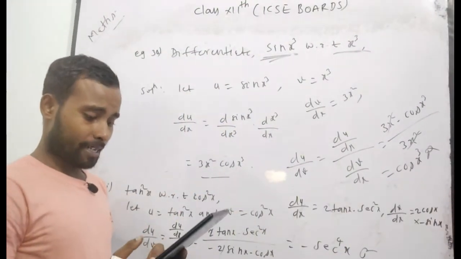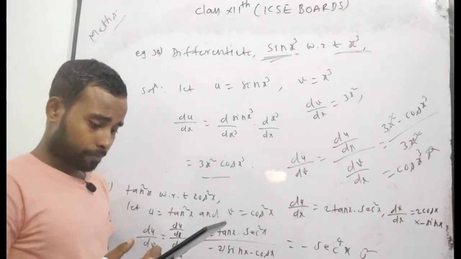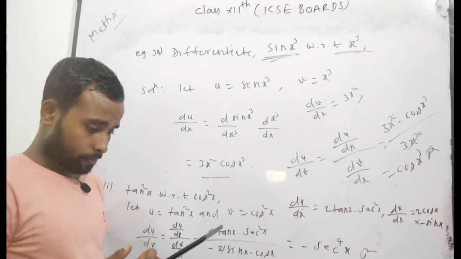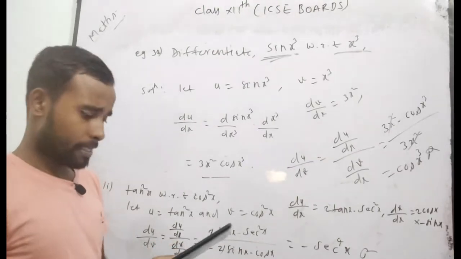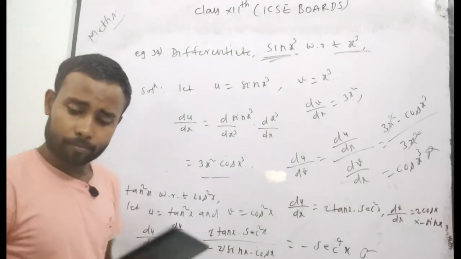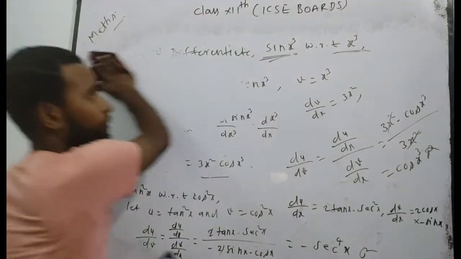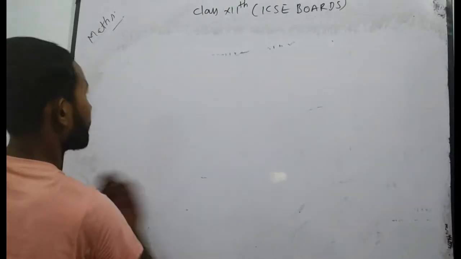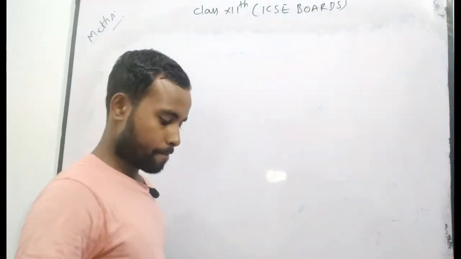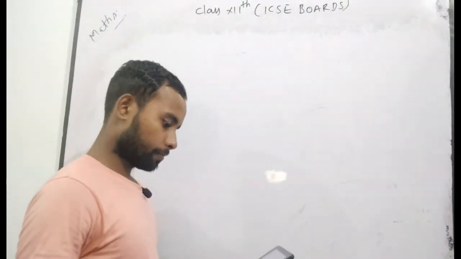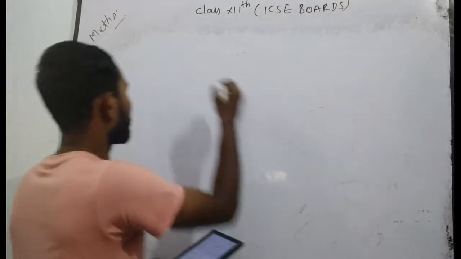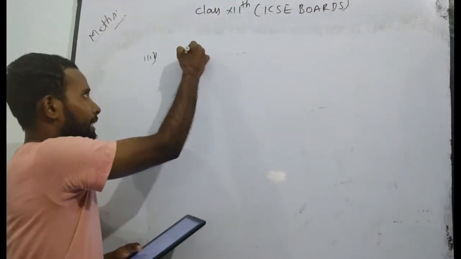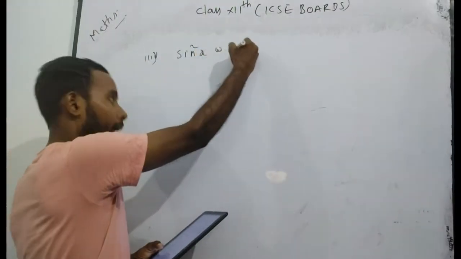I think you understand. Now take the next question for you. Next question will be, see here. First let us do this part. Second part will be, see here, third. In question third, it has been given: differentiate sin square x with respect to log x whole square.